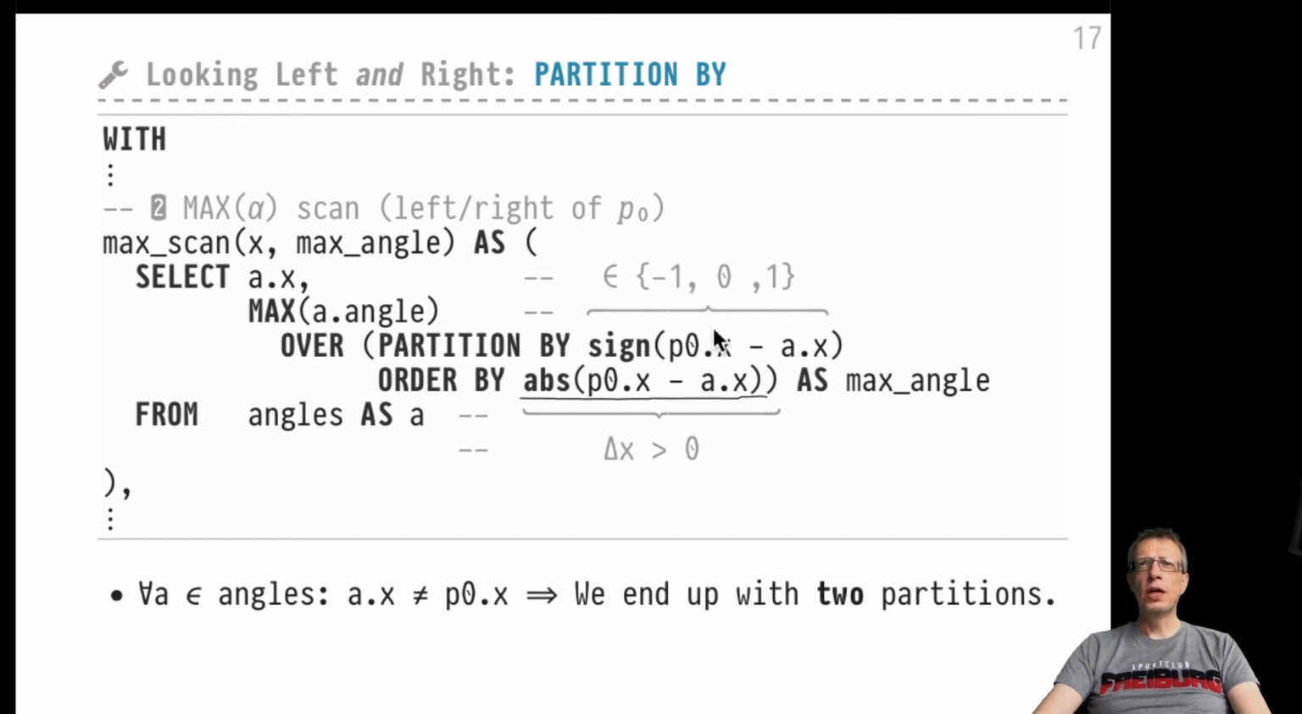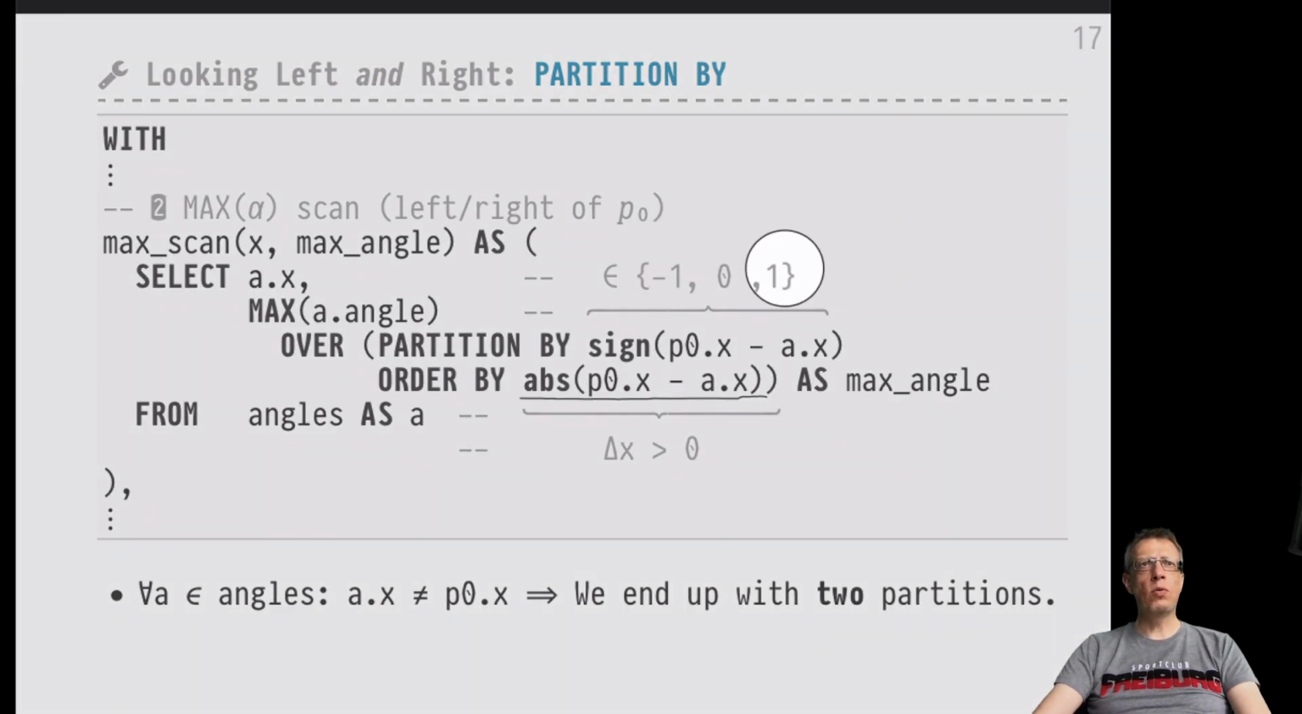If this difference is indeed less than 0, then the sign would be -1. If this difference is larger than 0, then the sign would be 1. All right. So that would be the partitioning criterion. That would be the two partitions that we make up. There would be no 0 partition here, because we would of course exclude our own position P0x from the entire computation here. Okay, so we would end up with the -1 and the 1 partition. And in these partitions we would consider rows in increasing distance from the viewer.